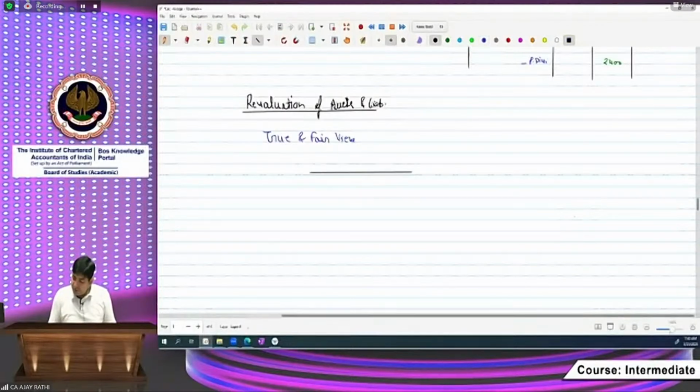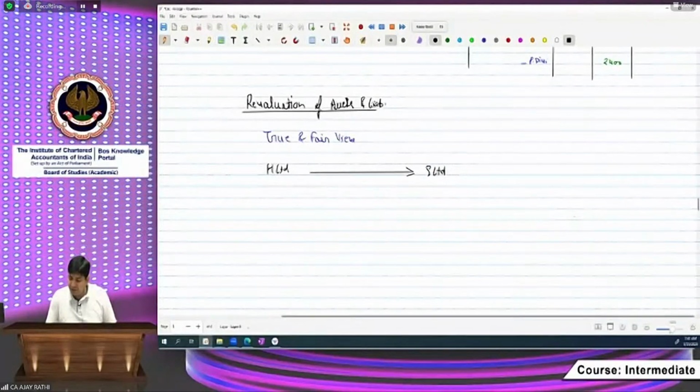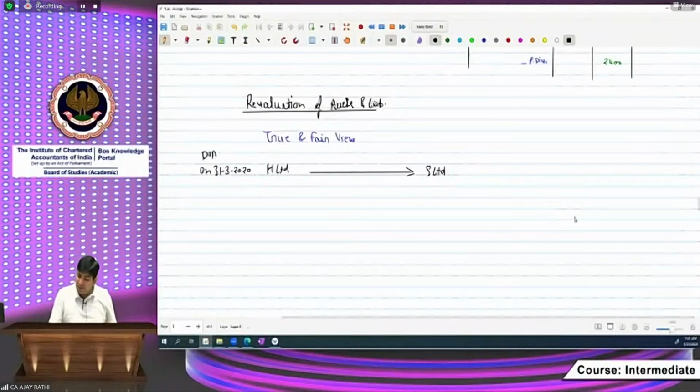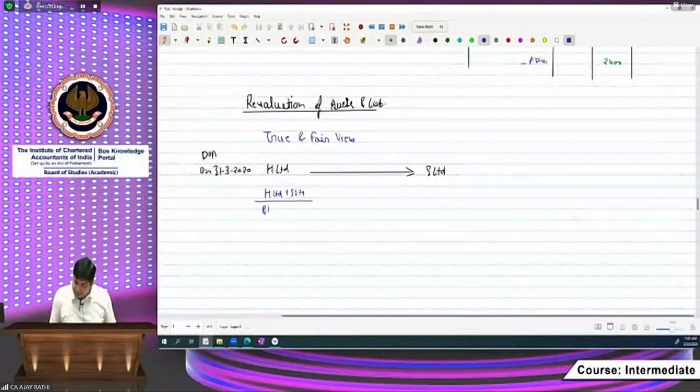Suppose the holding company invested in the subsidiary company, and this is the balance sheet of the subsidiary company on 31st March 2020. Suppose this is the date of acquisition, and this is also the date of consolidation. It means the holding company has to prepare its balance sheet with S Limited's addition. The balance sheet of H Limited plus the balance sheet of S Limited will be merged. Yes.